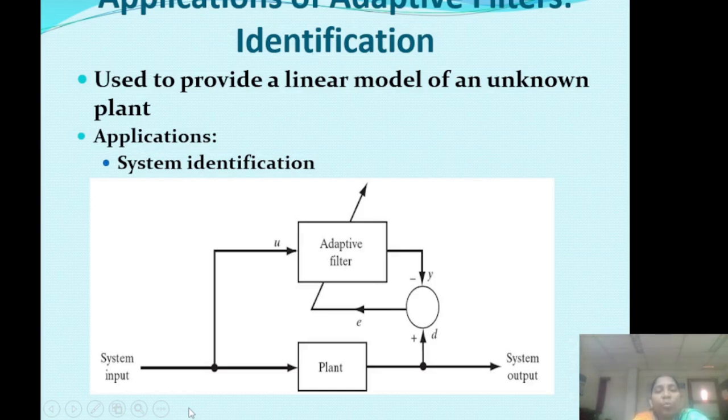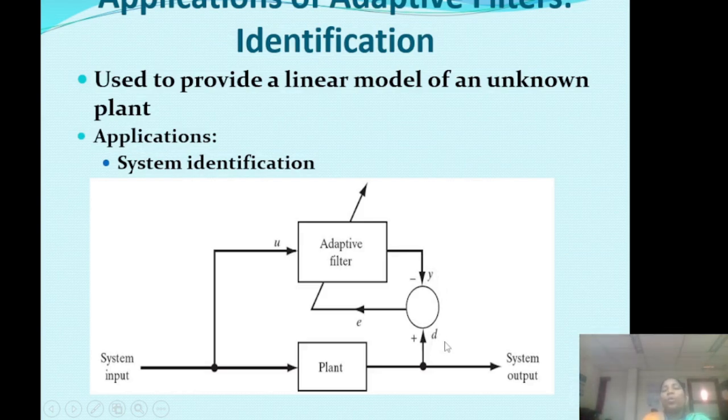Let's see some applications of the adaptive filter. One is to identify an unknown model or unknown plant. This block diagram illustrates system identification. Here the plant is unknown. The system input is given to the plant as well as to the adaptive filter. The adaptive filter adjusts the weights according to the input signal and produces the output, which is called Y, the actual output.